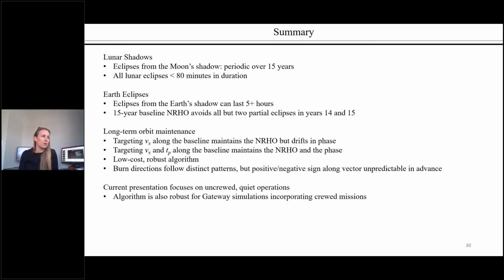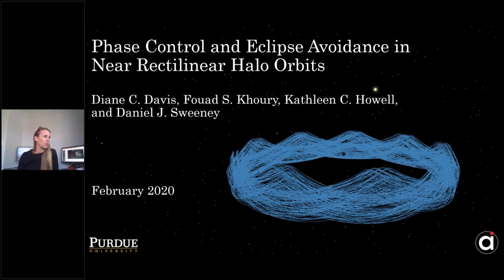So this is the paper that we wrote back in February about phase control and eclipse avoidance. We presented this at the AAS GNC conference in Breckenridge back in February, if you want to look it up. And I'm happy to take any questions if you have any.